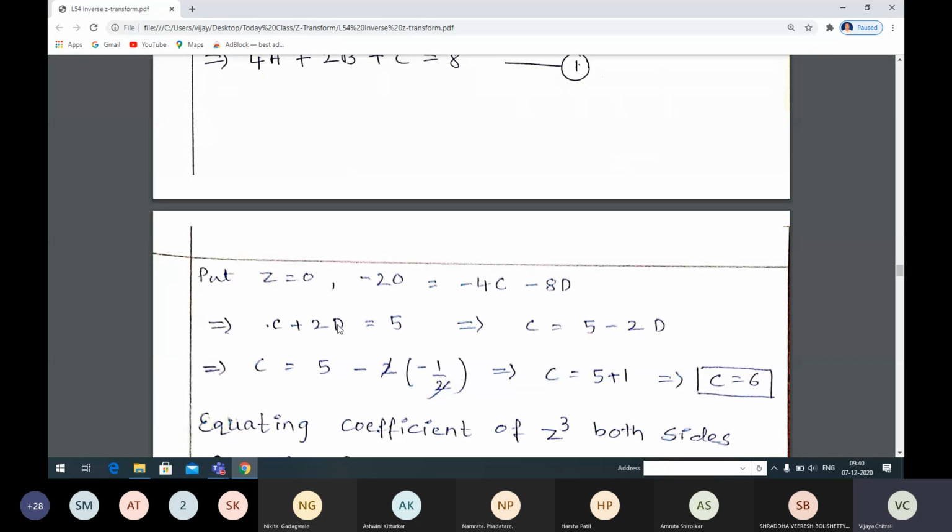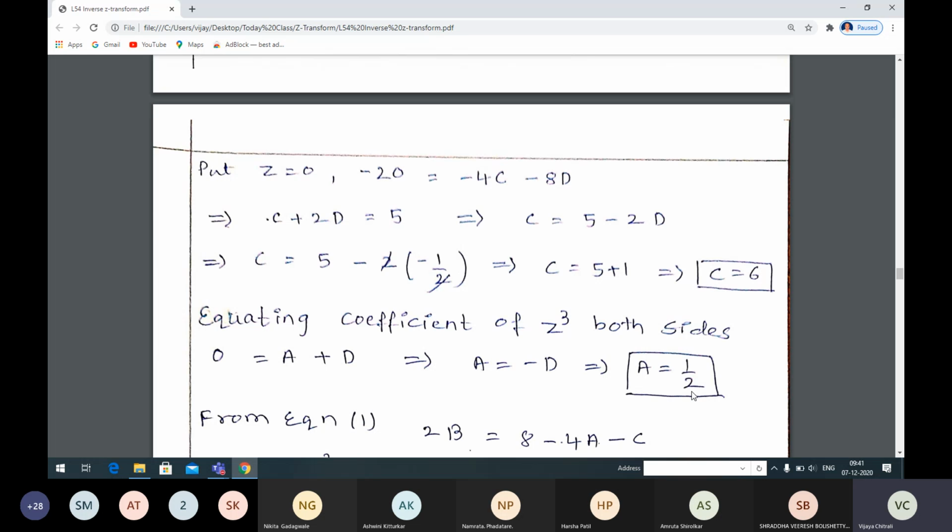We know what d is, right? So c we want, so c is equal to 5 minus 2d. So substitute the d value. So c is equal to 5 minus 2 into minus 1 by 2. 2 ones are 2, 2 twos are, minus into minus is plus. 5 plus 1 is 6. So c is equal to 6, right?